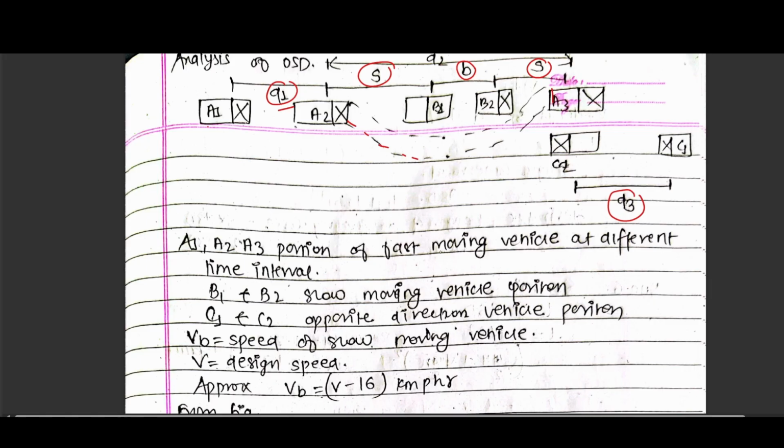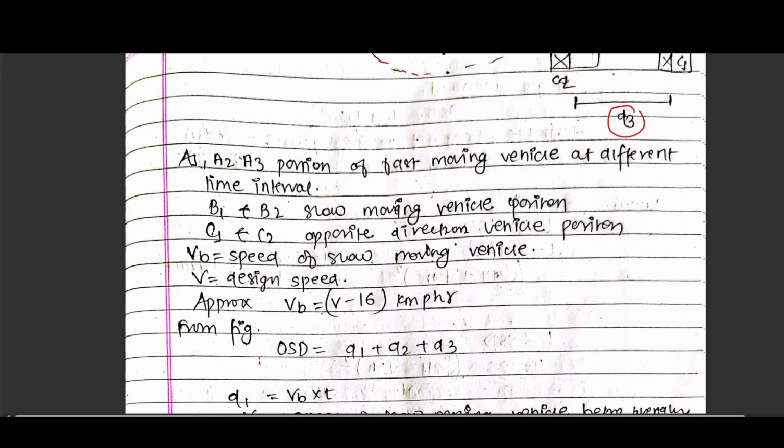A1, a2 are positions of the fast moving vehicle at different time intervals, and b1 and b2 are written here. Vb is the speed of the slow moving vehicle, which is design speed minus 16. So approximately, if the design speed is 50 km per hour, then the velocity of the slow moving vehicle will be 50 minus 16, that is 34 km per hour, if vb is not given. If vb is given, then we use the given vb.